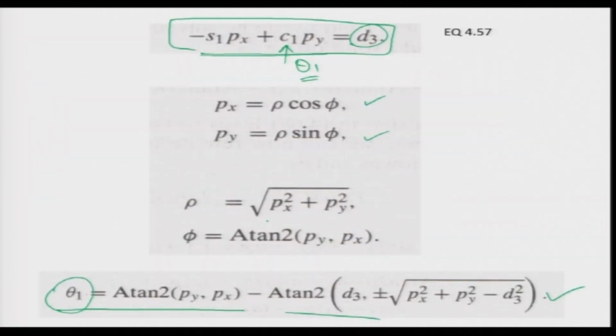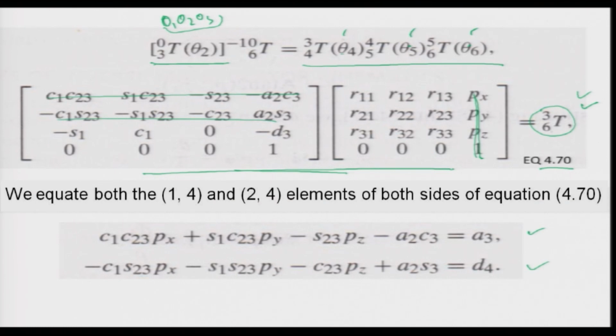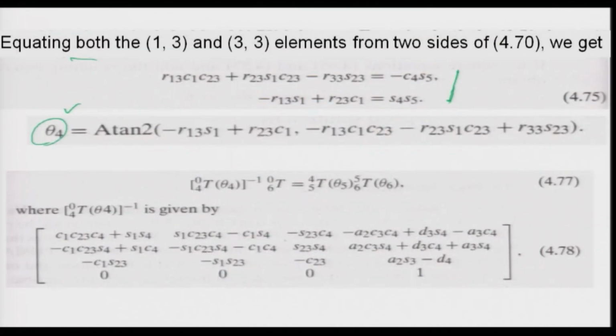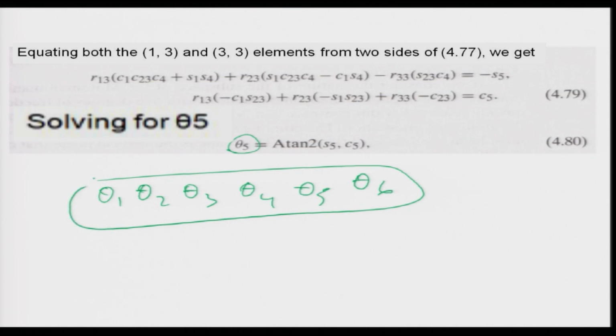First we find theta 1, then theta 3, then theta 2, then theta 4, theta 5 and then theta 6. Essentially, going term by term, we can find all of them. So this is the general inverse kinematic solution, the inverse kinematics solution for the PUMA robot.